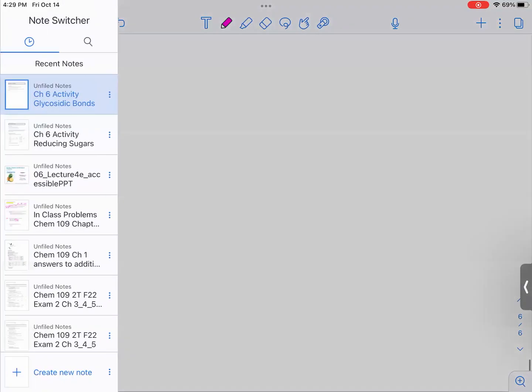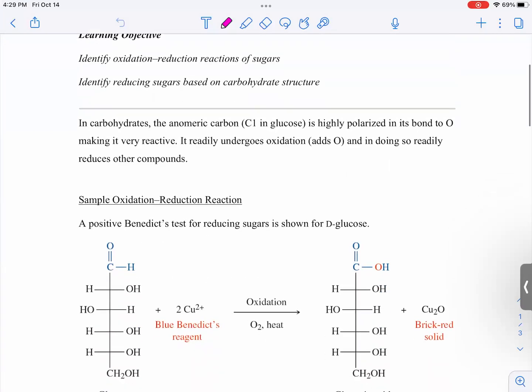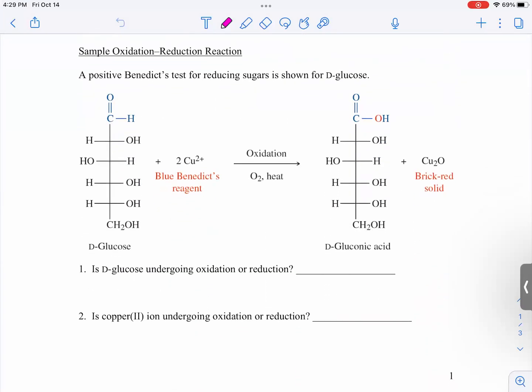So let's do our reducing sugars activity, and you can pause the video if you need to. We'll do our reducing sugars video, though, in the same shot. So, oxidation and reduction.